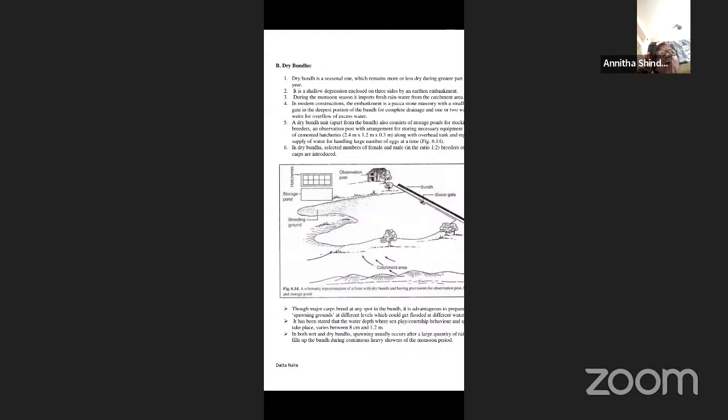This is not an impoundment or a lake, but you can say a small pond, and it is not a natural one. The fish will enter from the inlet.